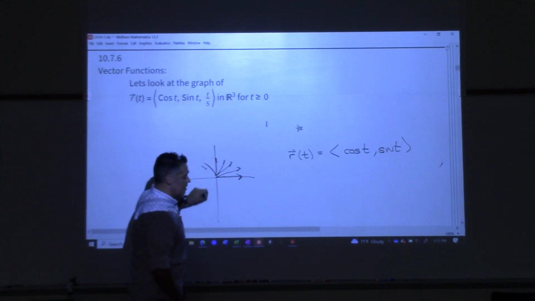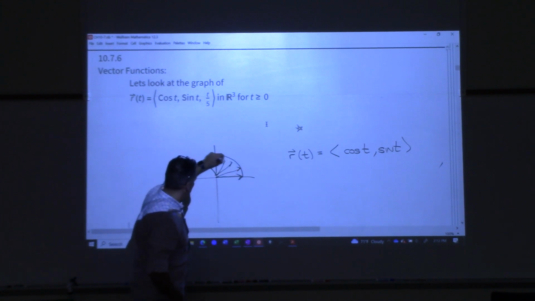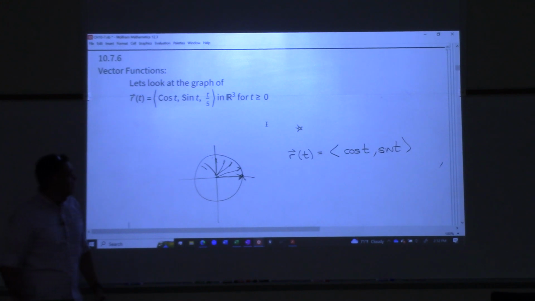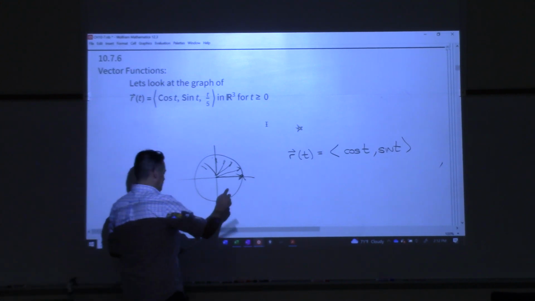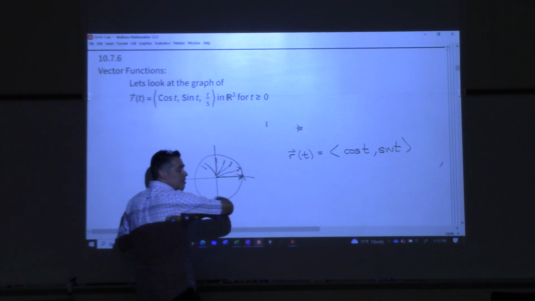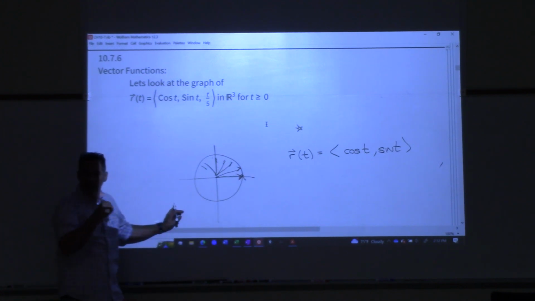And eventually they're going to come back around. So you're going to wind up drawing the unit circle, right? That's the unit circle. And if I keep on going, let t keep growing. So you can keep drawing this circle over and over and over, right? And there's an important thing to understand here, that this is still a function.